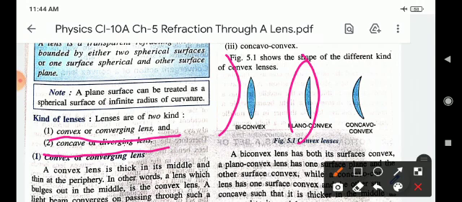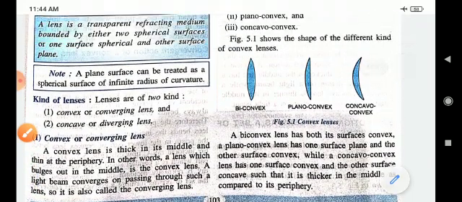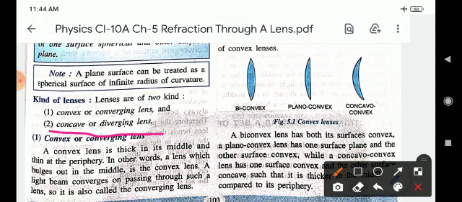Concave means next, concave or diverging lens. Concave means having a surface that curves towards the inside, something like the inside of a bowl. For example, it is the concave lens. Converging lens means to move towards each other to meet at the same point from different directions.